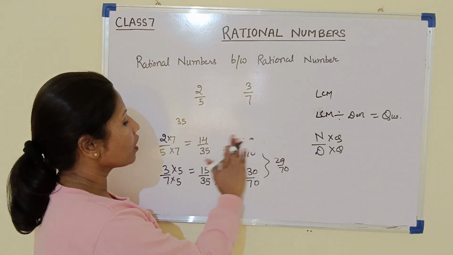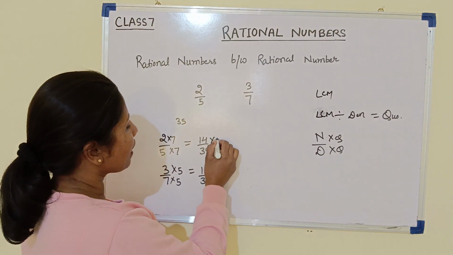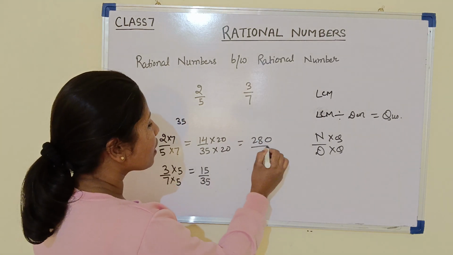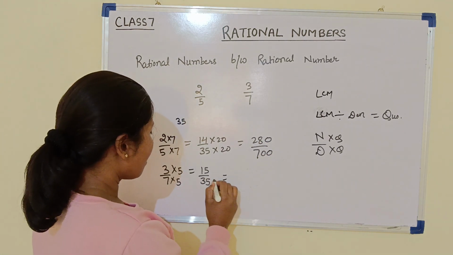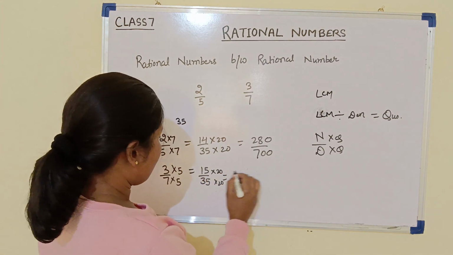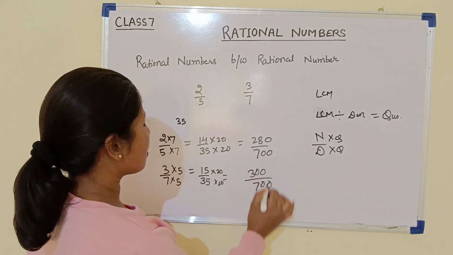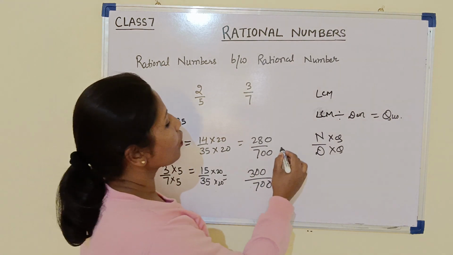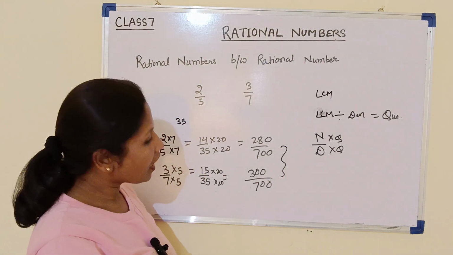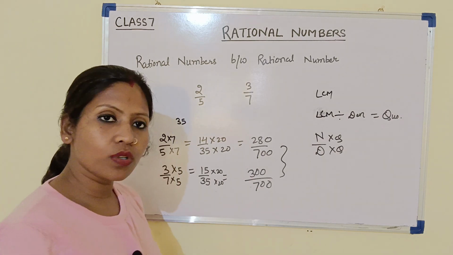If we want more, then multiply with a bigger number, like I am multiplying here with 20. So it will be 280 by 700, and here it will be 300 by 700. Now you will get around how many? 18. 18 rational numbers you will get in between. So in this way you have to find it.